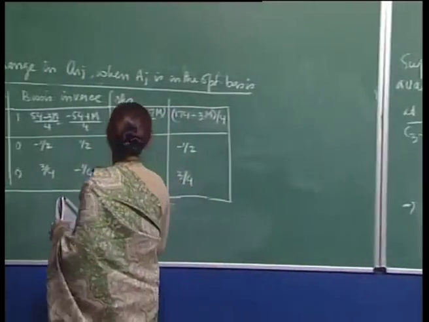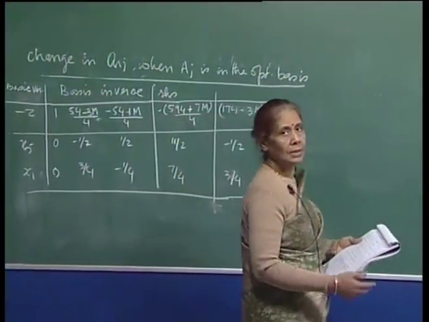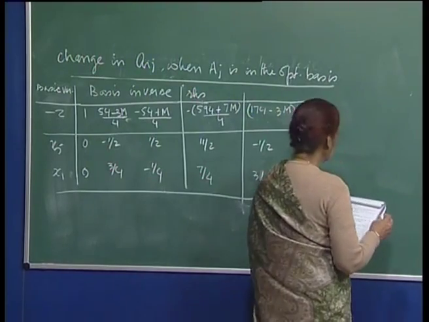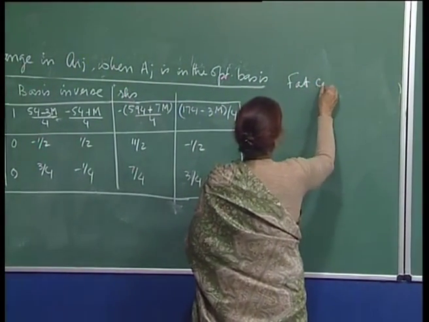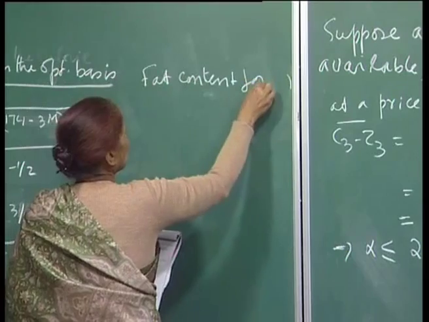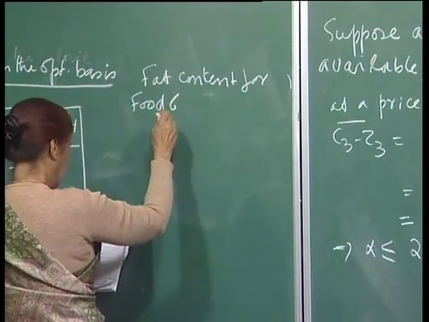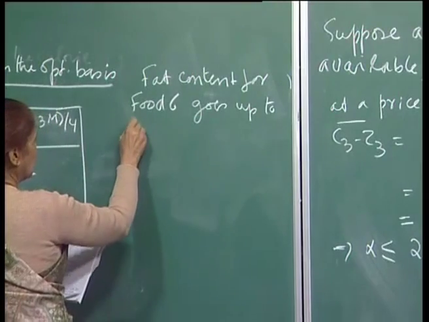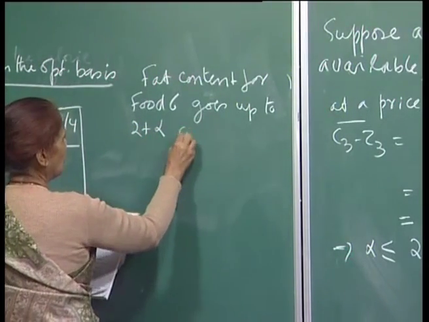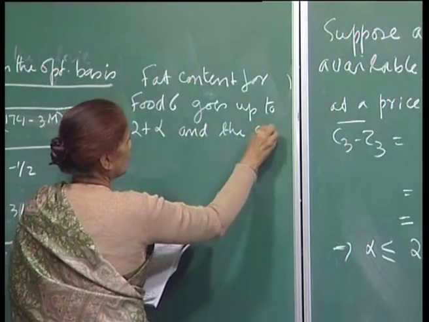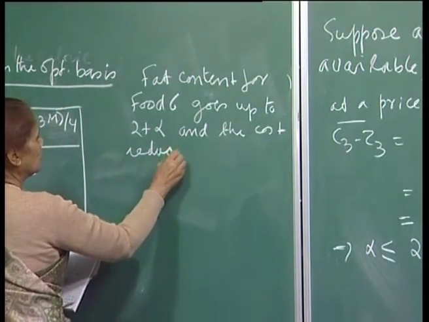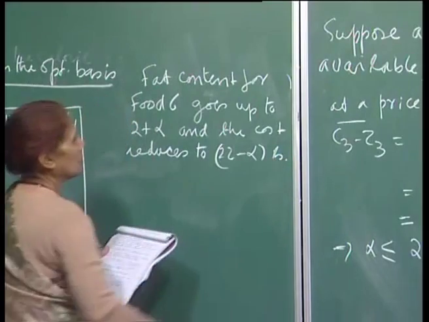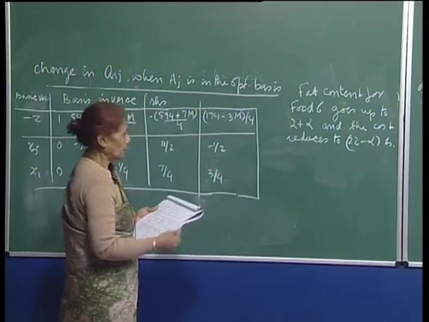Now, suppose a change in Aij when Aj is in the optimal basis. Food 6 is included in your optimal diet. Suppose the fat content for food 6 goes up to 2 plus alpha, and the cost reduces to 22 minus alpha rupees. So the fat content has gone up, and therefore the price has come down.